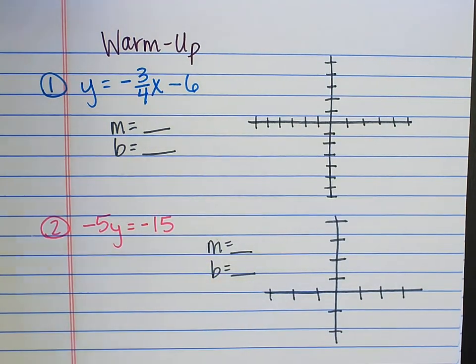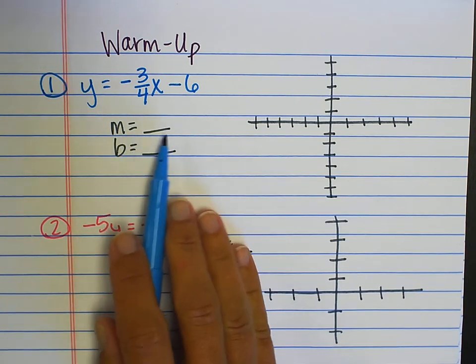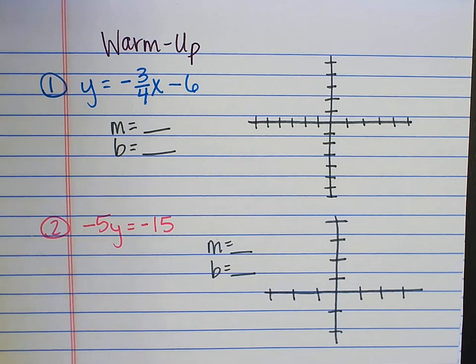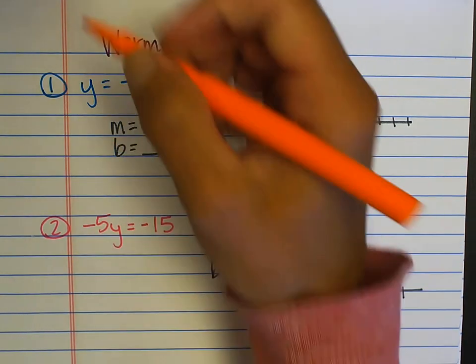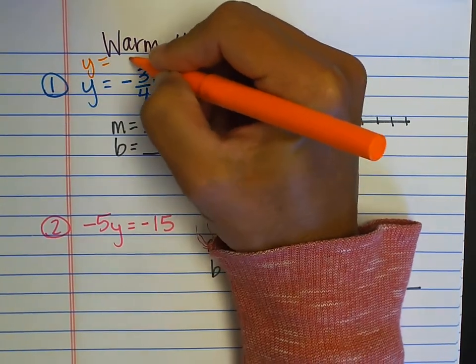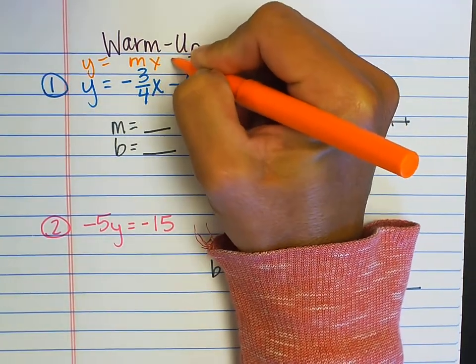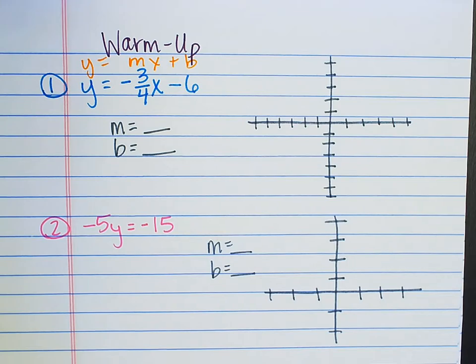I want you doing this on your papers every time you have to graph or write the equation of a line. This is going to help us stay focused on what we need to do, keep everything straight, and get us the right answer. So always m equals blank, b equals blank. Now I'm looking at the equation and I realize right off the bat that this is already in slope-intercept form, which would always be our first step.